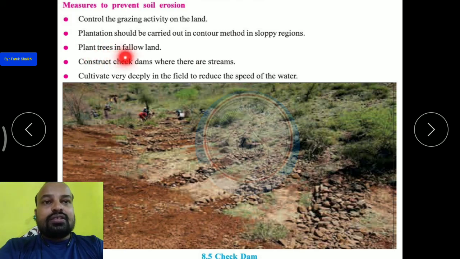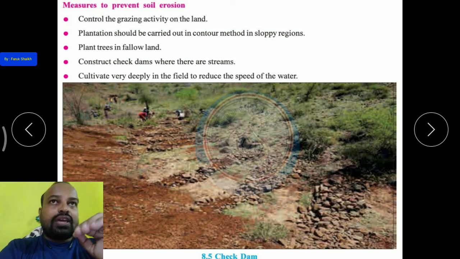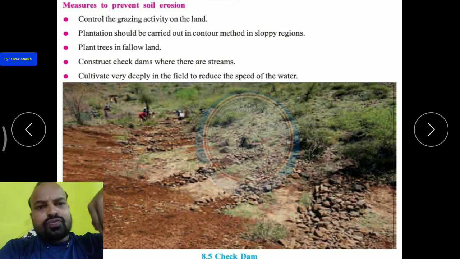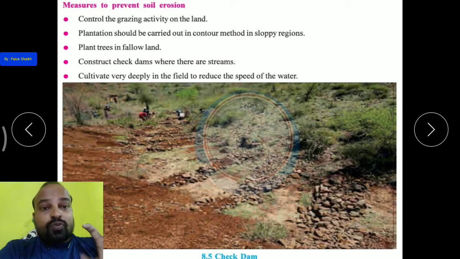Plant trees in the fallow land. We should plant trees in the land, that is, in whatever land is available. As we have seen, if there is a flow of water, it is at a very high speed. But if there are trees planted in between, because of the trees the flow of the water will be decreased. The speed and the force of the water will be decreased, and because of this decrease in the water flow, we can also prevent soil erosion.